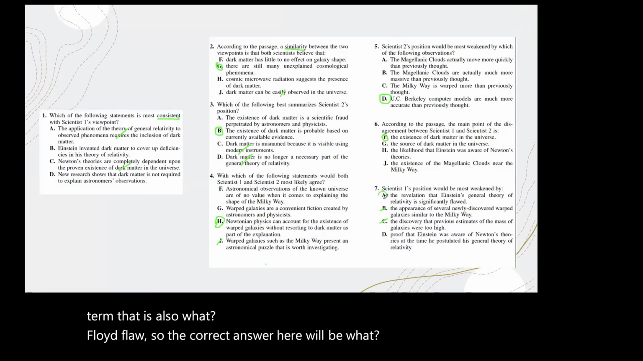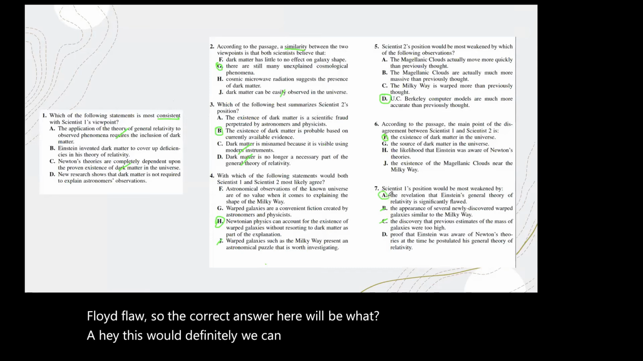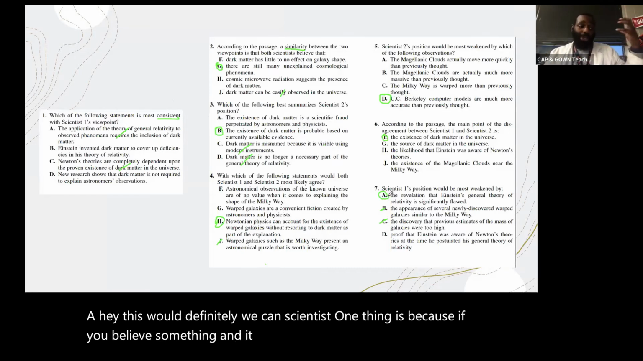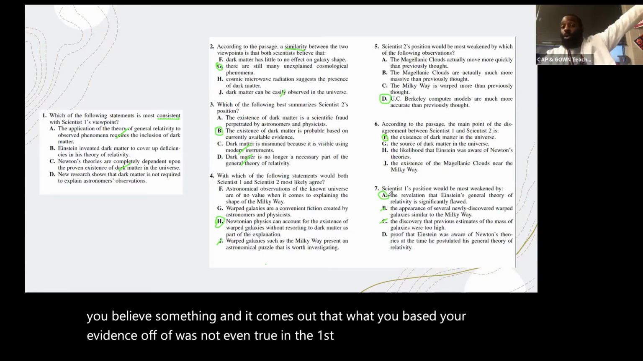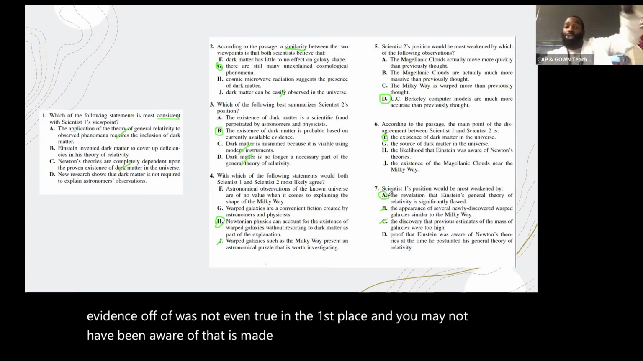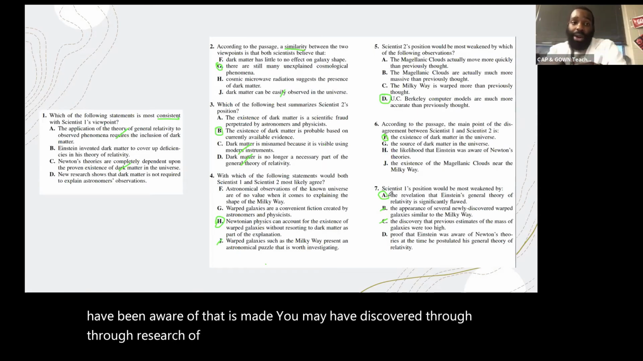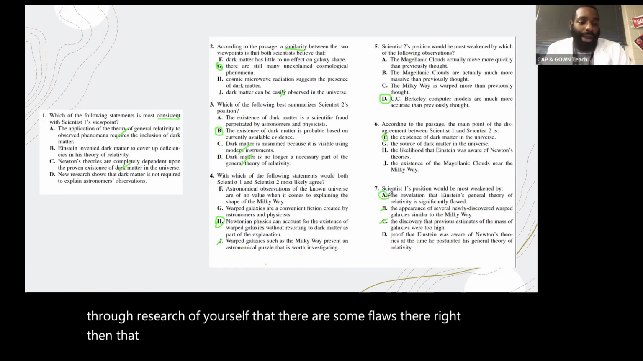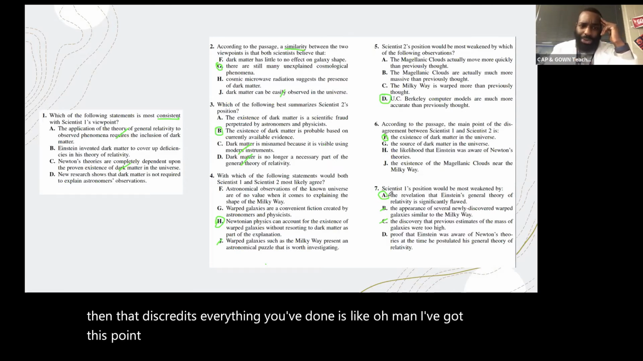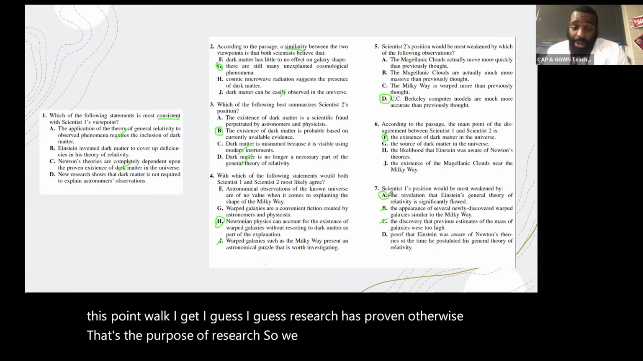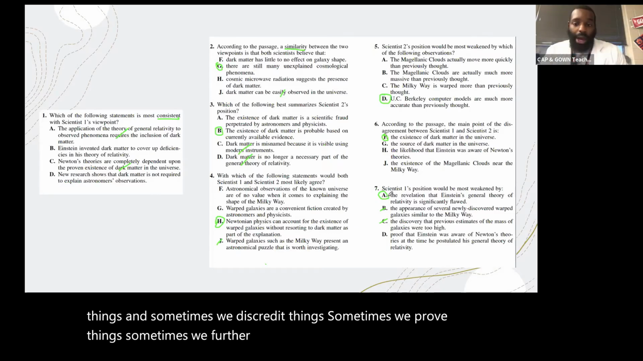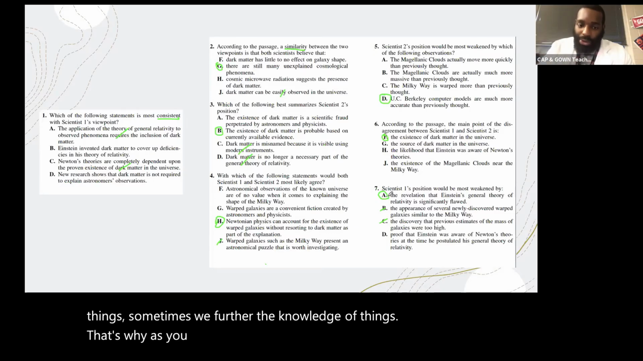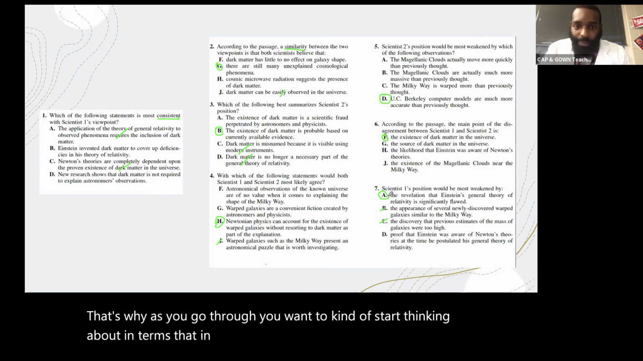So the correct answer here will be A. This would definitely weaken scientist one's position, because if you believe something and it comes out that what you based your evidence off of was not even true in the first place, and you may not have been aware of that, you may have discovered through your own research that there were some flaws there, then that discredits everything you've done. It's like, oh man, I've gotten to this point. Wow, I guess research has proven otherwise. That's the purpose of research. When we do research, sometimes we discredit things, sometimes we prove things, sometimes we further enhance the knowledge of things. And that's why as you go through this, you want to start thinking in terms of that process.